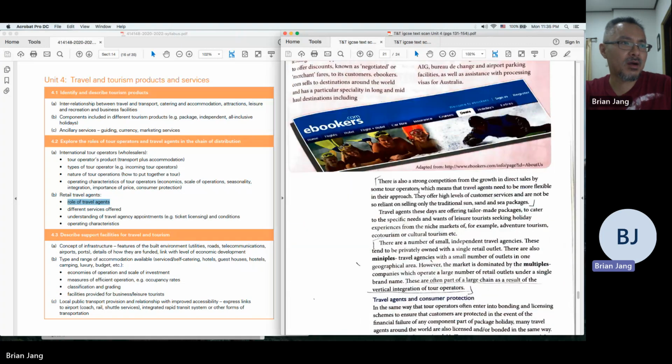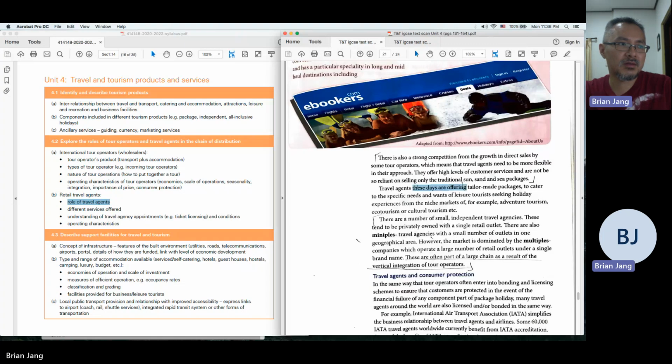Oh, here. There's a competition of growth in direct sales by some tour operators, which means that travel agents need to be more flexible in their approach. Okay. Competition between tour operators and travel agents. So it's just saying that travel agents might get a little crafty and try to customize packages for customers or tourists. Yeah, these days they're offering tailor-made packages.